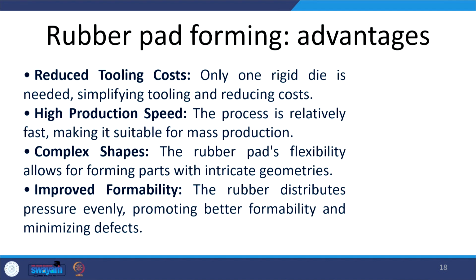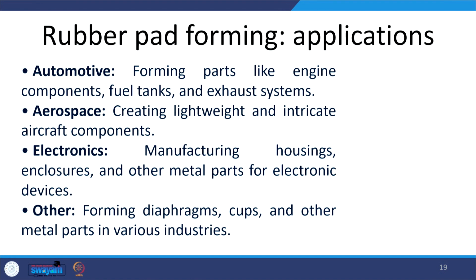Okay. So, reduced tooling cost, because only one rigid die is needed, simplifying the tooling, and that in turn reduces the cost. Higher production speed: the process is relatively fast, making it suitable for mass production. Complex shapes can be produced because the rubber pad's flexibility allows forming parts with intricate geometries. And improved formability, because rubber distributes the pressure evenly, promoting better formability and minimizing defects like cracking or fracture tendency.